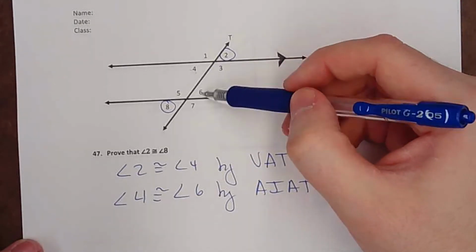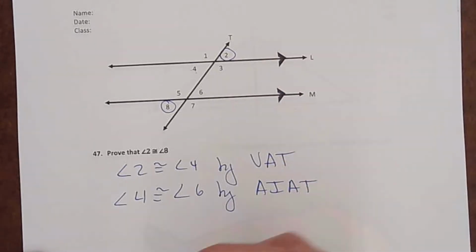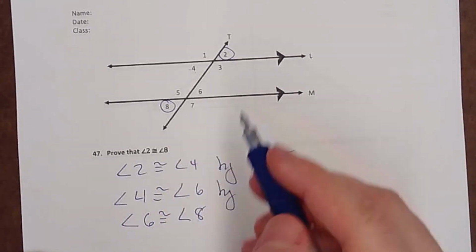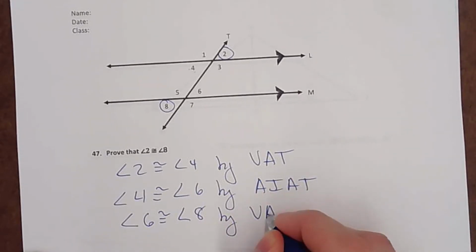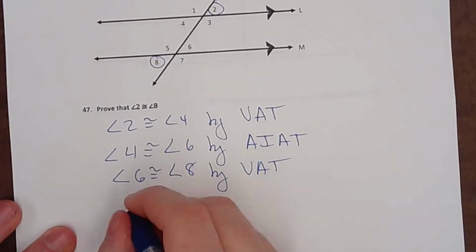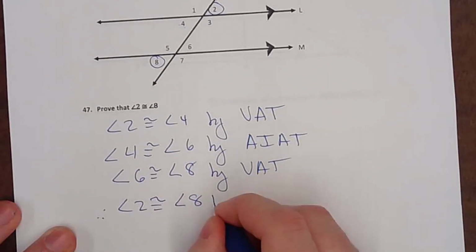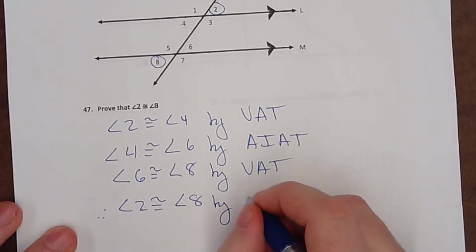And then what's your last step? And then by vertical angles theorem. So 6 is congruent to 8 by vertical, right? Because they're across from each other. I shouldn't say last step. And then finally, therefore, angles 2 and 8 are congruent by what property? CCP.